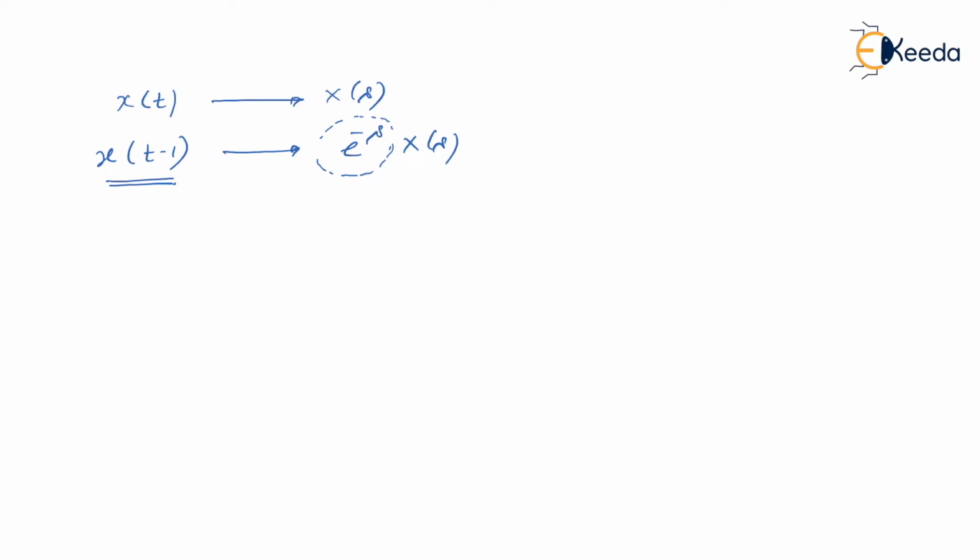Let me remind you, if you have learned in signals and systems, if x of t has a Laplace transform x of s, then x of t minus 1 has Laplace transform e to the power minus s times x of s. So whenever there is an e to the power minus s term in the Laplace domain, it indicates there is a delay in the time domain. So e to the power minus s indicates there is delay present, in the time domain of course.